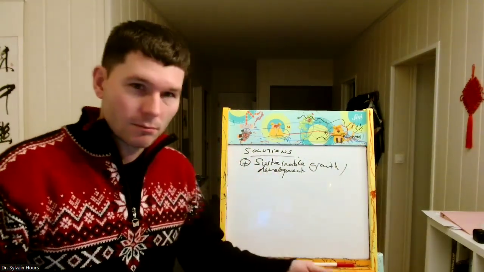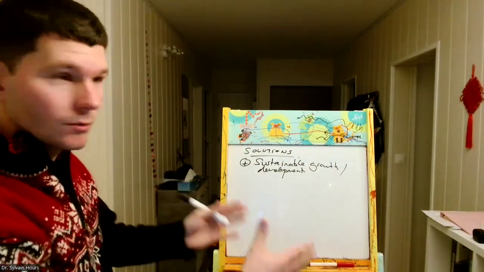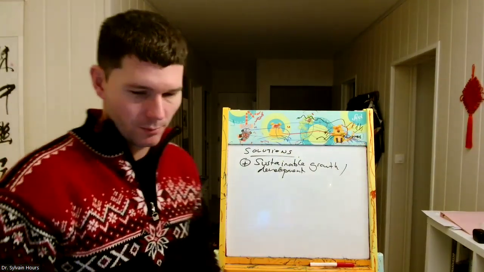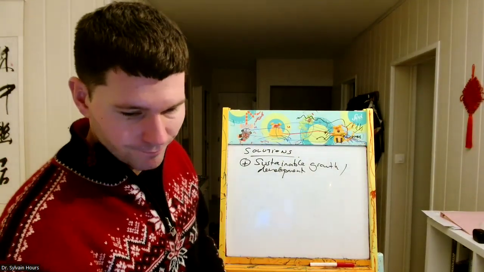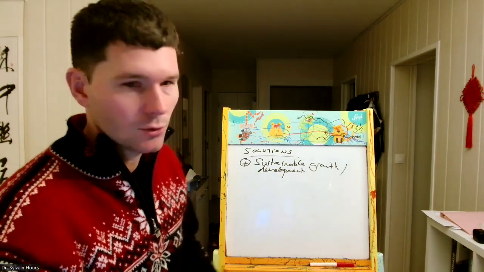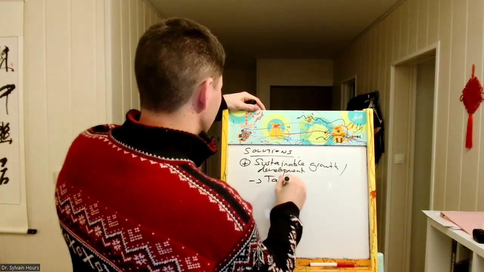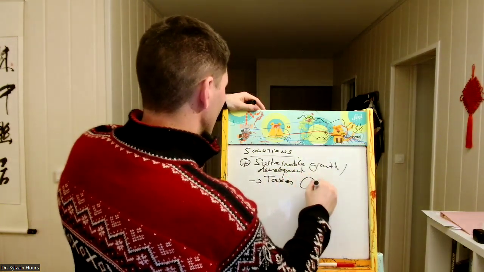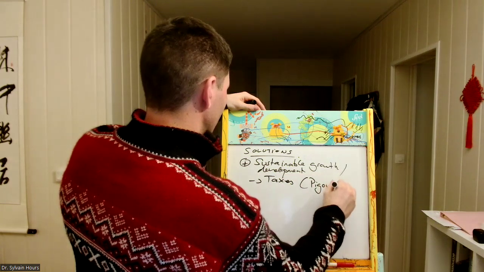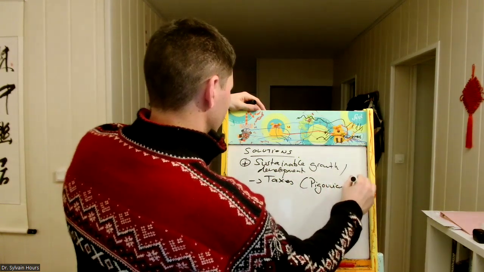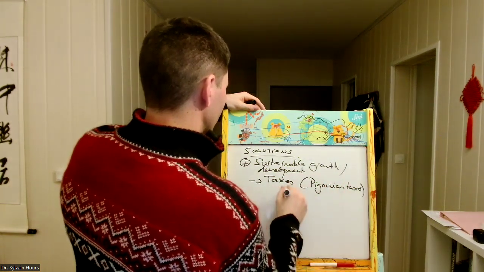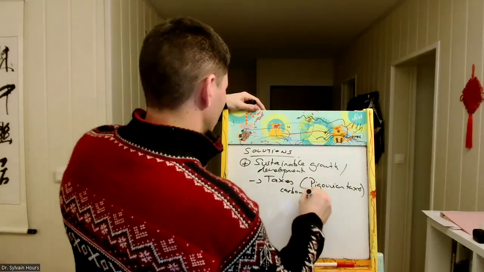So how do we do that? Okay, that's basically our target, to have sustainable growth, sustainable development. There are several things we can do. Of course, we can use taxes, which we sometimes call Pigovian taxes. One example is the carbon tax.